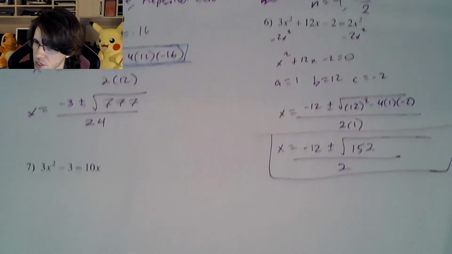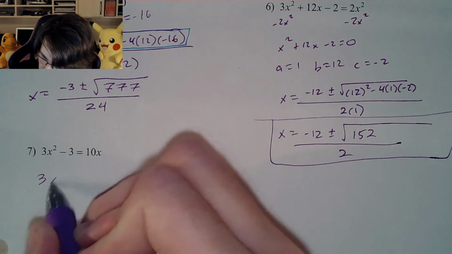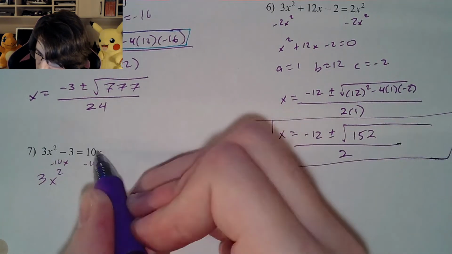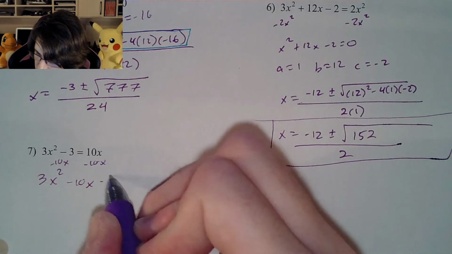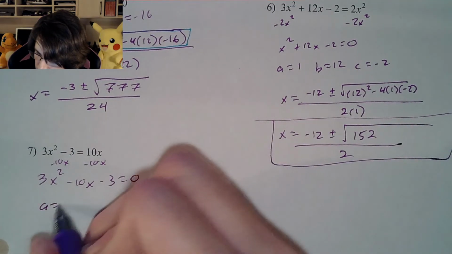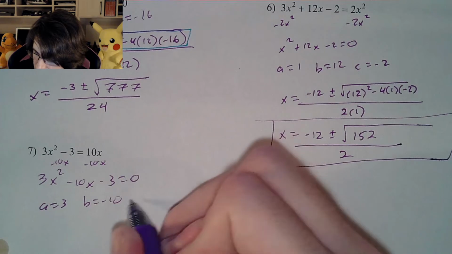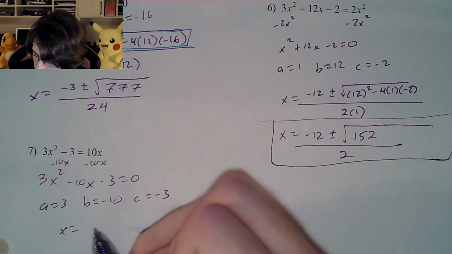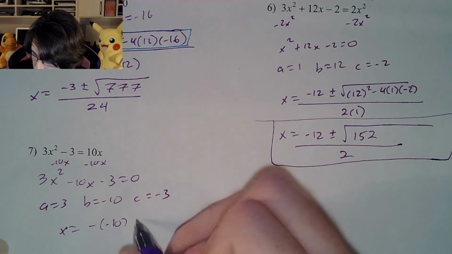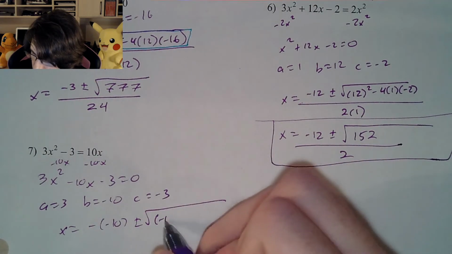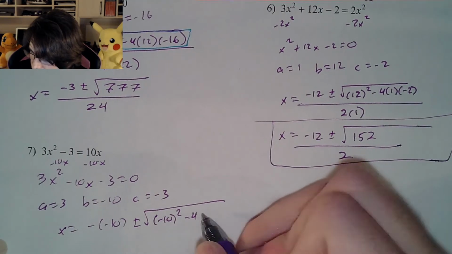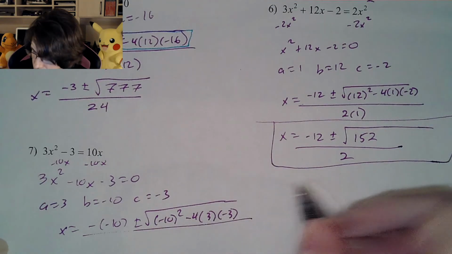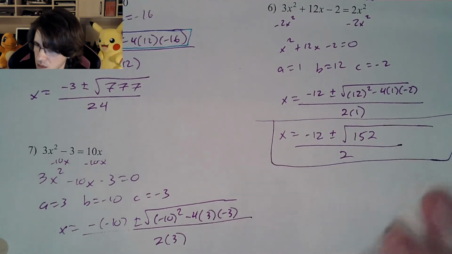We only have one more question left. So we have 3x squared. We need to move this 10x over. And again, just because it's not there doesn't mean much. We just move the 10x, minus 3 equals 0. So A is 3, B is -10, C is -3. So x is equal to negative b plus or minus the square root of b squared minus 4ac all divided by 2a.